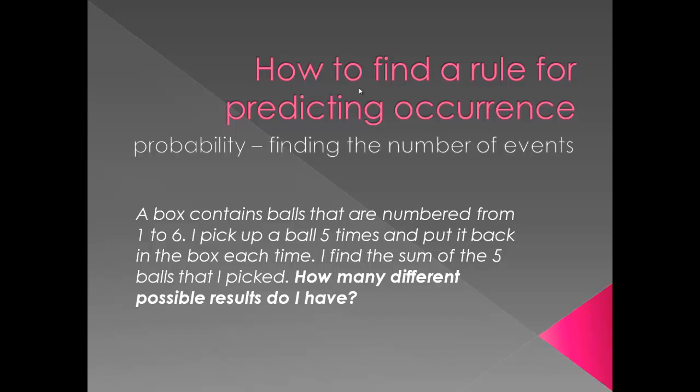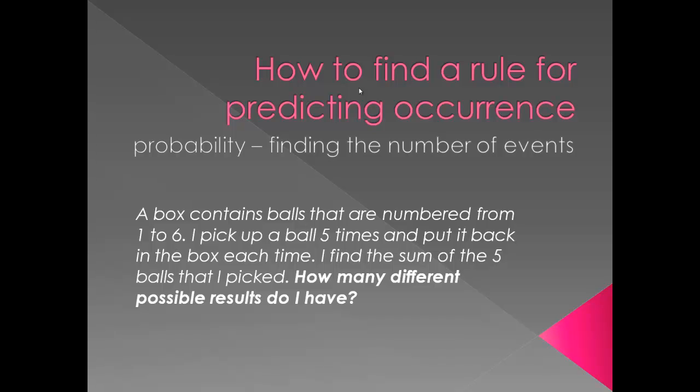Hi, Graham Roberts here. Well, this little tutorial is really about how to find a rule for predicting the occurrence of something. In probability, we really can't tell the probability or chance until we know the number of possible outcomes and what we call the solution space and so on. I'm not going to go into all of that here.